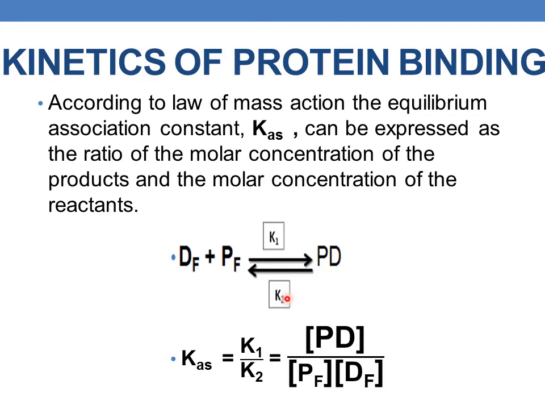And as we all know, the equilibrium association constant Ka is nothing but the ratio of the molar concentration of products and the molar concentration of reactants, which is K1 by K2, equals the molar concentration of protein drug complex divided by the molar concentration of free protein and free drug.